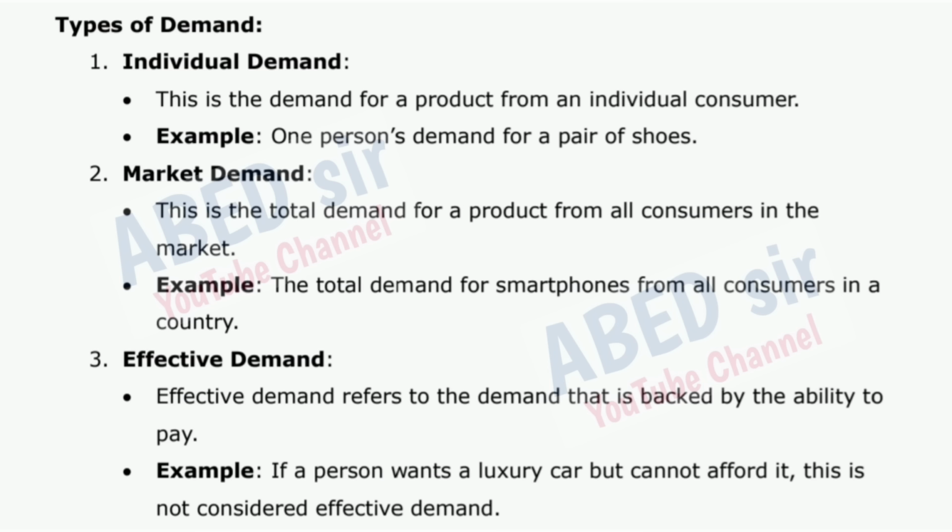Types of demand. 1. Individual demand. This is the demand for a product from an individual consumer. Example, one person's demand for a pair of shoes. 2. Market demand. This is the total demand for a product from all consumers in the market. Example, the total demand for smartphones from all consumers in a country.